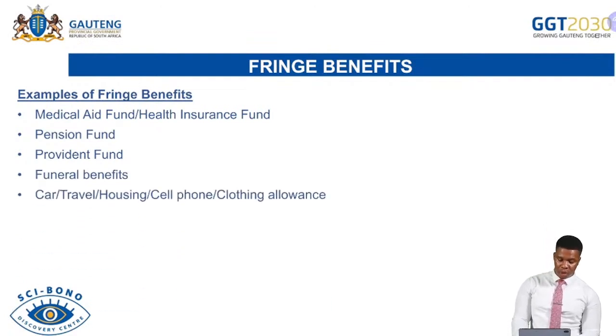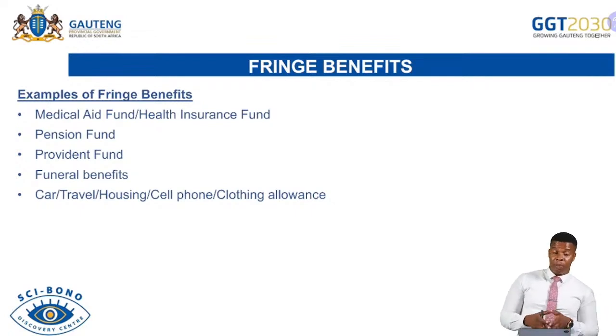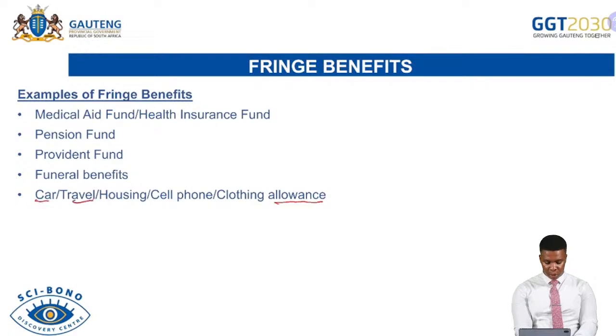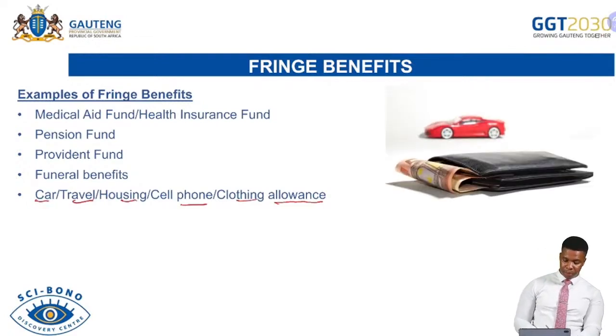It would also include, for people who use their cars frequently, for people who travel frequently, for people who stay in houses, or use cell phones, or people who work with looking nice and fashion, the business would give them what we call allowances, which can be for a car, for traveling, for a house, for cell phone, or for clothing.